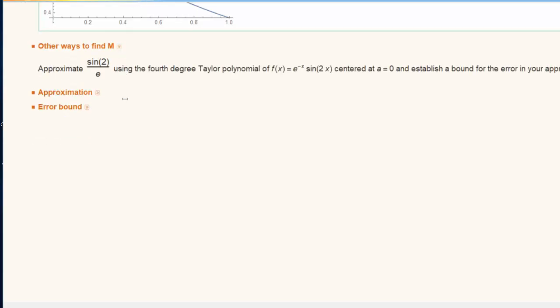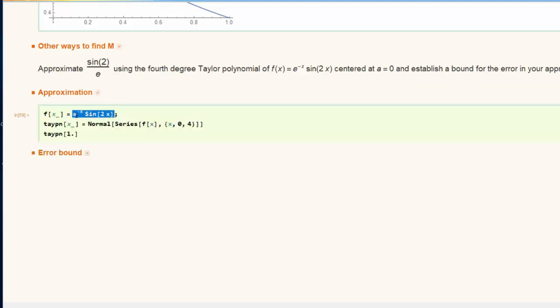This example is very similar to our first example, except now we're taking our function e to the negative x and multiplying it by sine of 2x. And we're going to use that polynomial to approximate not just 1 over e, but sine of 2 over e. So essentially our workflow is going to be exactly the same. I just have a new function to work with.